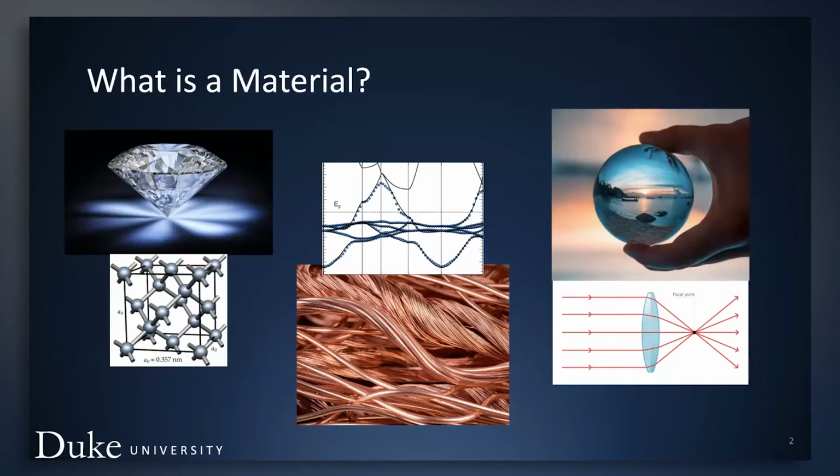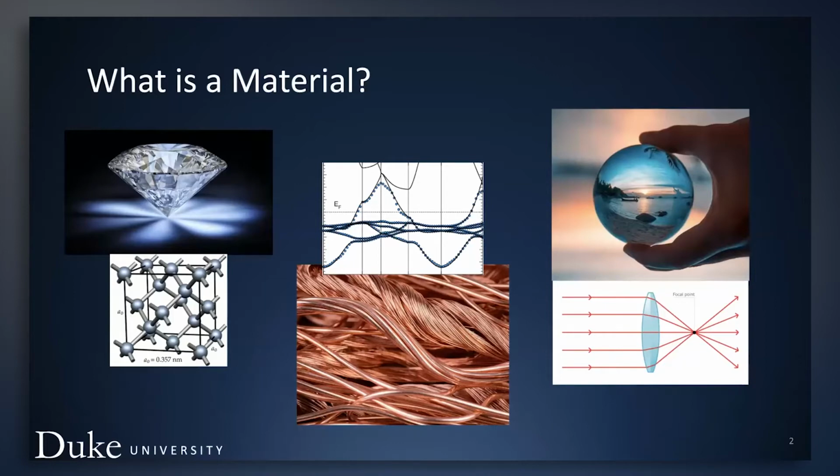Stepping through some simple examples, we've got a diamond on the left, which of course is the hardest substance that we know of, and it's used in all sorts of applications based on that useful property of how hard and scratch resistant it is. And where that property comes from is the arrangement of the individual atoms that make up diamond. A totally different material is copper there in the middle. And what makes that useful is how its electrons fit inside its structure. And some of those electrons are free to move from one atom to another.